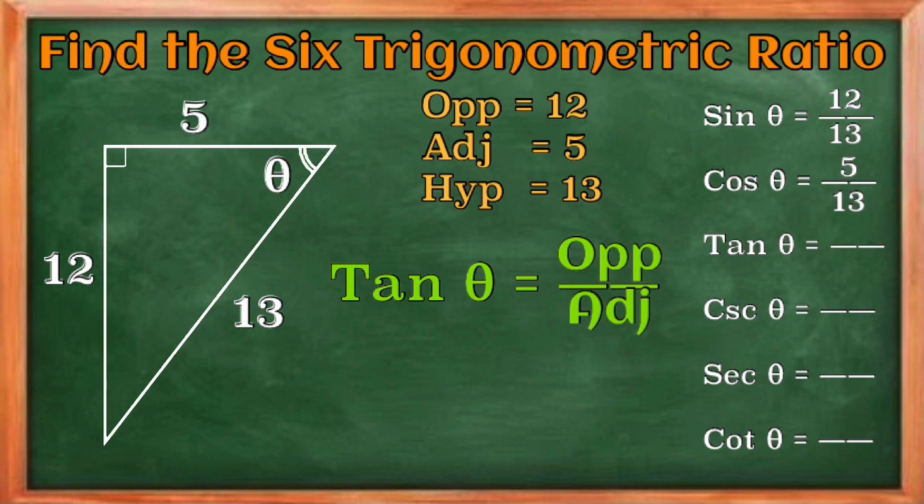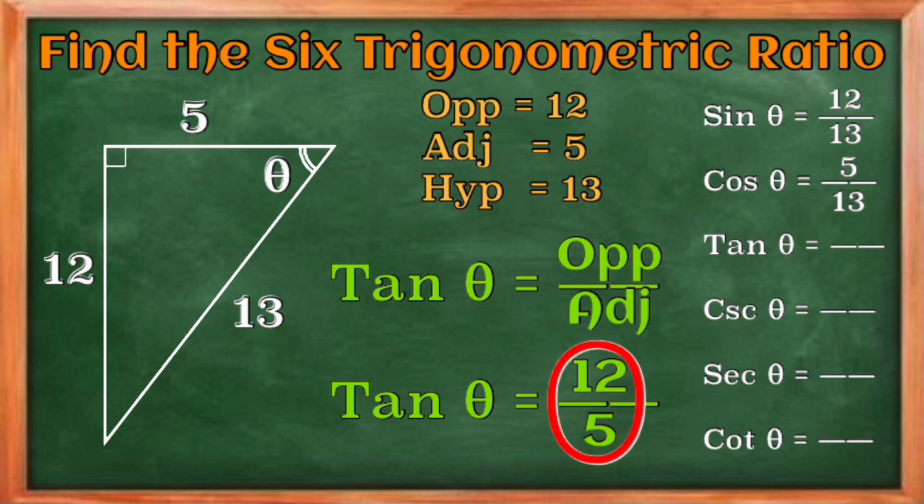Now, tangent theta is equal to opposite over the adjacent, and the opposite side is equal to 12, and the adjacent side is equal to 5. Therefore, tangent theta is equal to 12 over 5.